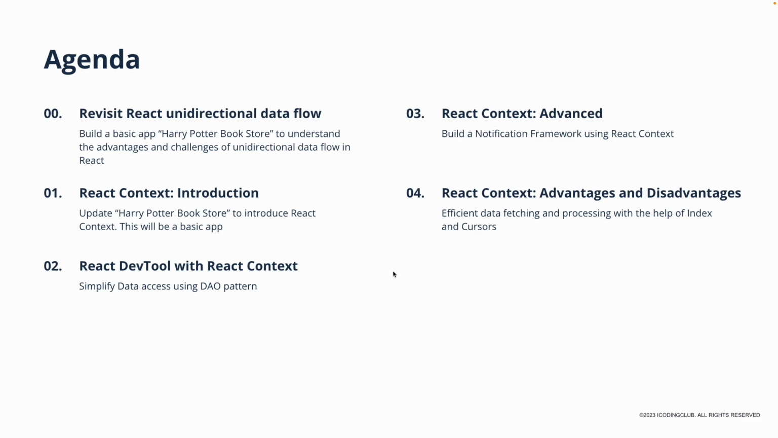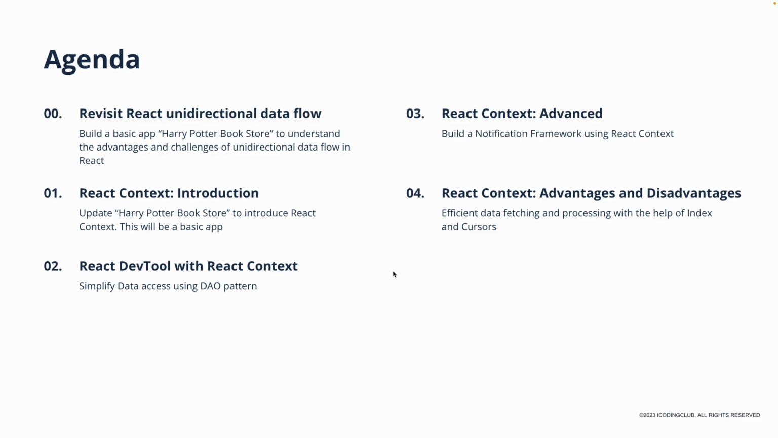So we will start with step 0, that is the basic unidirectional data flow. That has nothing to do with the React context, but we will try to build a Harry Potter bookstore and try to see what are the challenges we can have when we try to provide data in a unidirectional flow at the level of multiple components. And then we will move toward the actual React context.